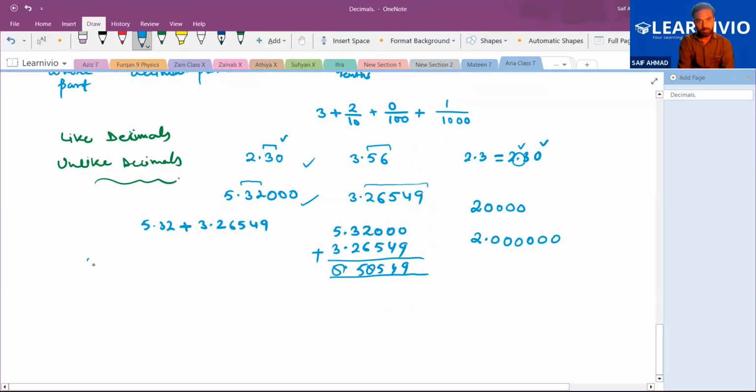Just try to add 3.2 plus 5.901 plus 8.2223. Add them in your rough book. The last is 8.2223, right? Yes, yes.